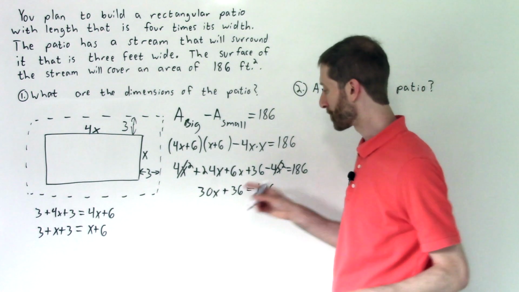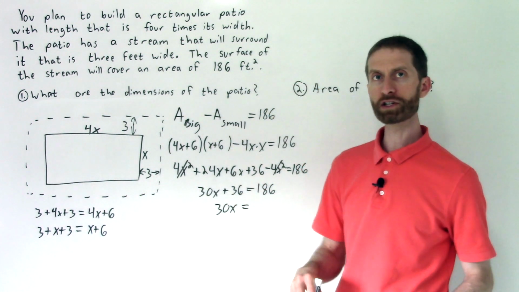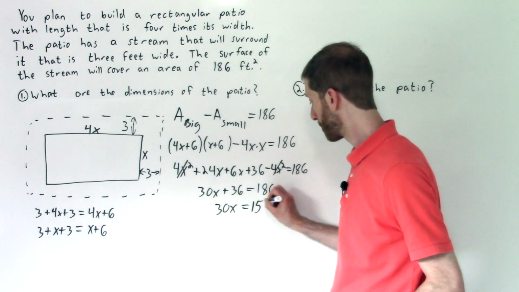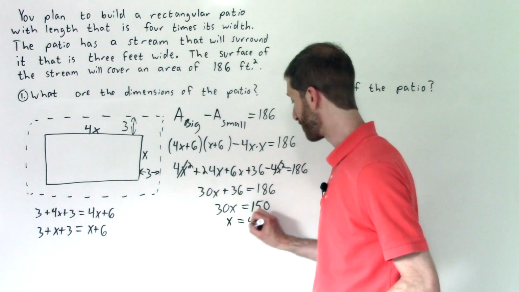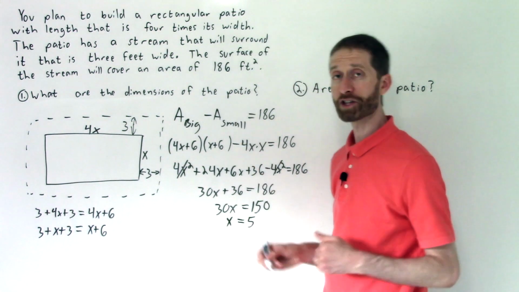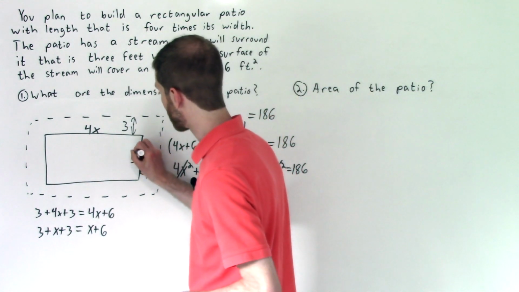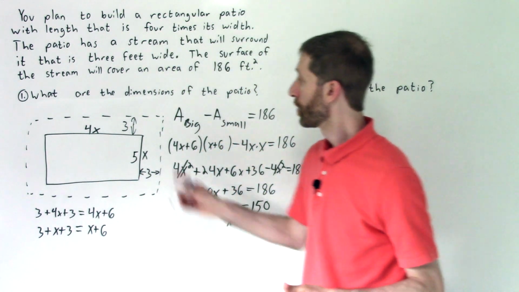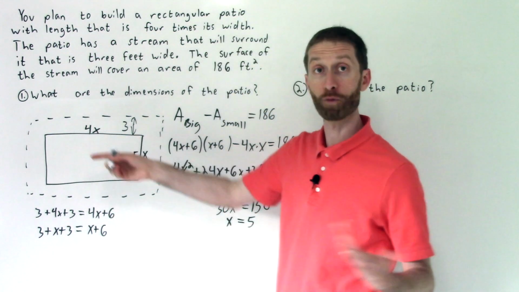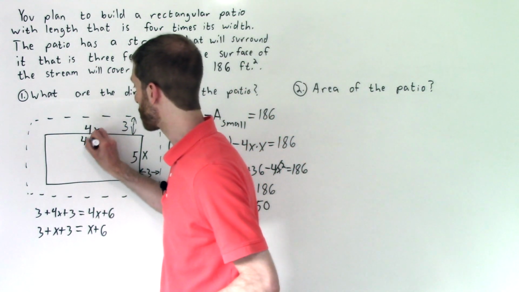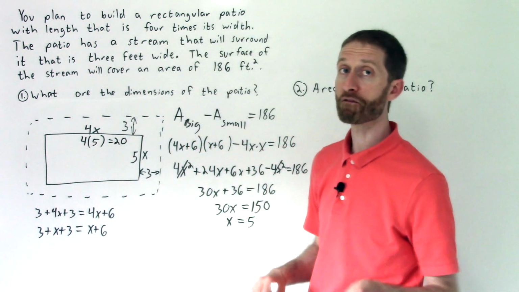Let's keep solving. We'll subtract 36 from both sides. 186 minus 36 is 150. And now we'll divide both sides by 30, and that leaves us with x equals 5. So we're asked for the dimensions of the patio, right? Well, we now have one of the dimensions. x is 5. How do we find the length? Well, the length is 4 times that, right? We were told in the first sentence, the length is 4 times the width. So 4 times 5. Plug it into that expression. All of a sudden, everything's unfolding nicely. So the dimensions are 20 feet by 5 feet for the patio.